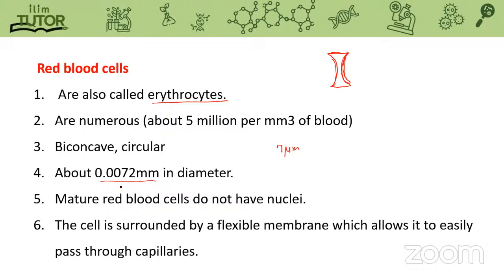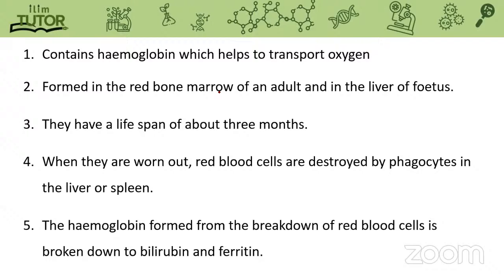When they mature, they tend to lose their nuclei to give more space for hemoglobin. And yes, they are flexible. One of the reasons why they are flexible is for them to be able to squeeze through the narrow capillaries. So what are the functions? Your red blood cells contain hemoglobin, and it is the hemoglobin that actually binds to oxygen. And the release of this oxygen to other cells helps to facilitate aerobic respiration.